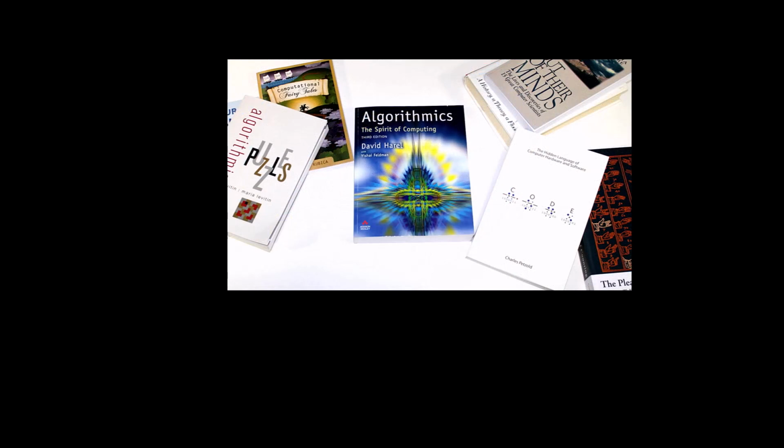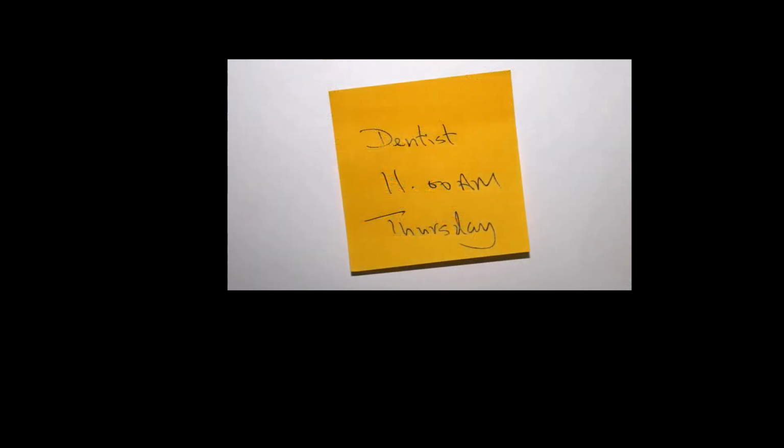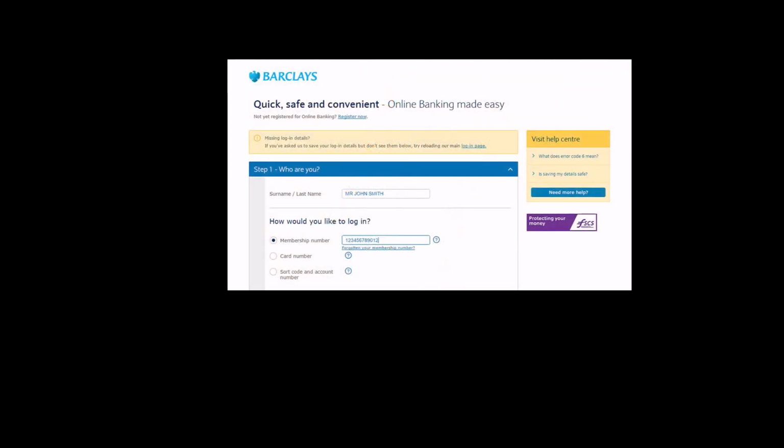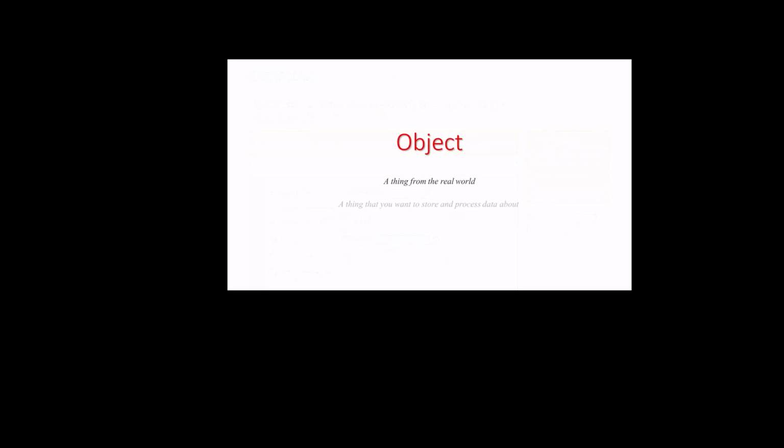But it might not be something physical that you can touch. It could be a dental appointment, a seat reservation for the cinema, or a bank account. In the realm of object-oriented programming, an object is anything of interest to the software application that you're building. It's anything that you want to store and process data about. Another name for an object is an entity.